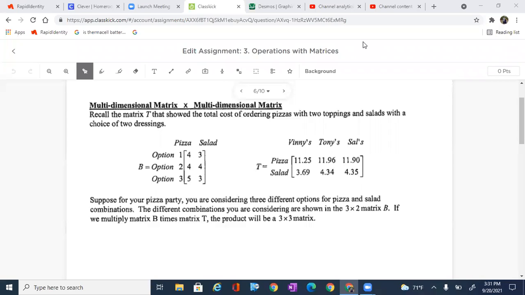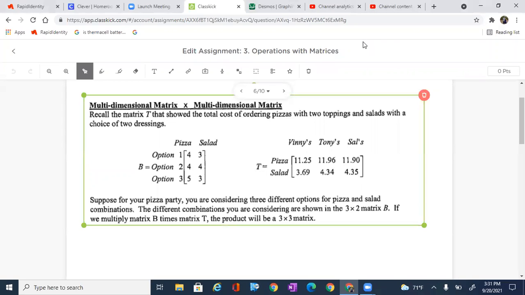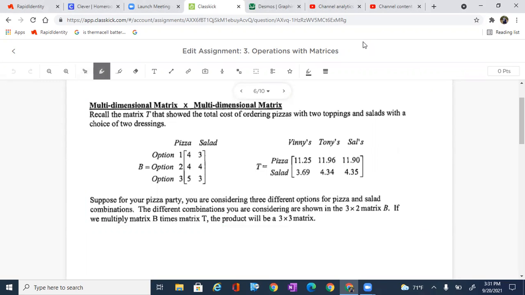All right, we're going to focus in on multiplying matrices today, and we're going to put it with a little contextual problem so it makes more sense. So what you'll see here is we've got Vinny's, Tony's, and Sal's, and we have the cost for pizza and salad at each one of these restaurants. And when we go to these restaurants, we are going to pick one of the options.